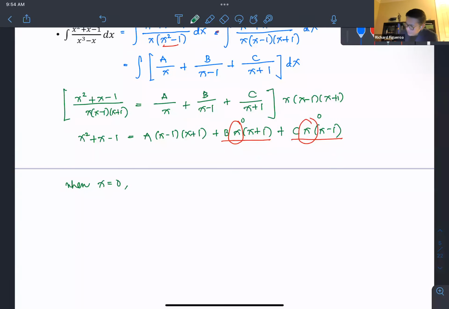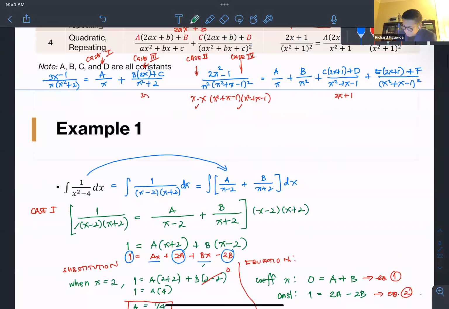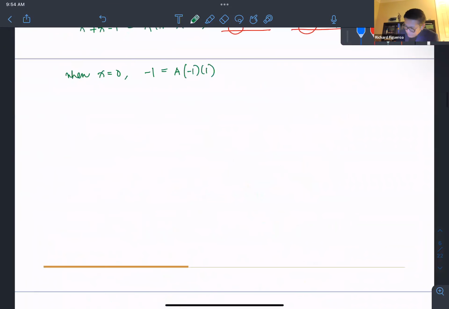So that would give us, 0 squared, mental na lang to, 0 squared is 0, plus 0, then minus 1. Then for A, 0 minus 1 is negative 1, and 0 plus 1 is 1. B is 0, C is 0. So what is A? A will be negative 1 over negative 1, which is positive 1. So we have the value of A.